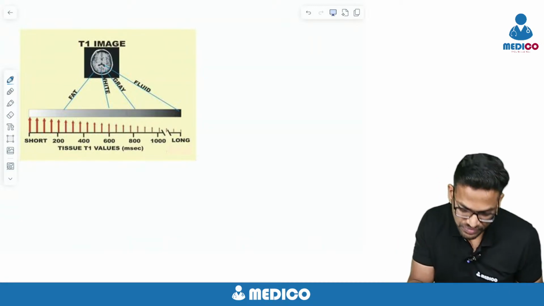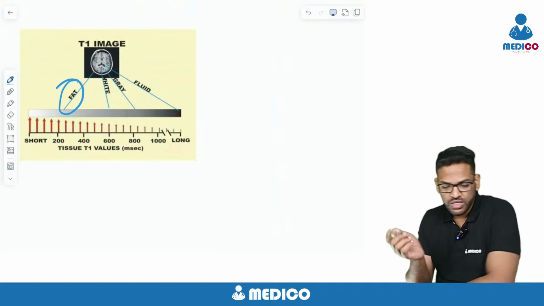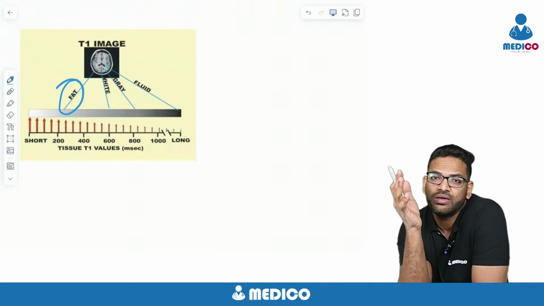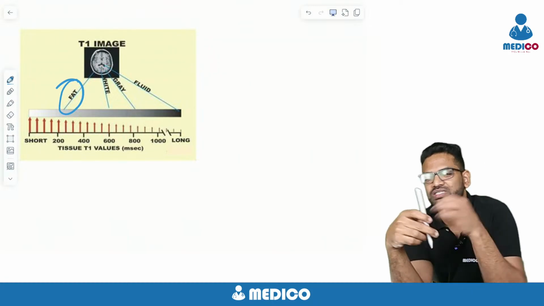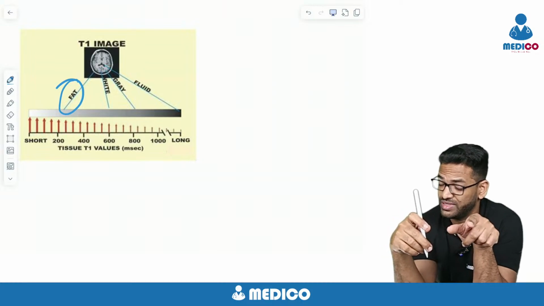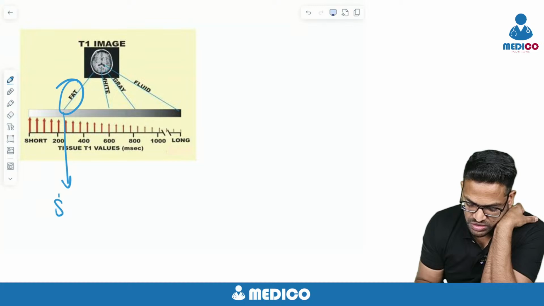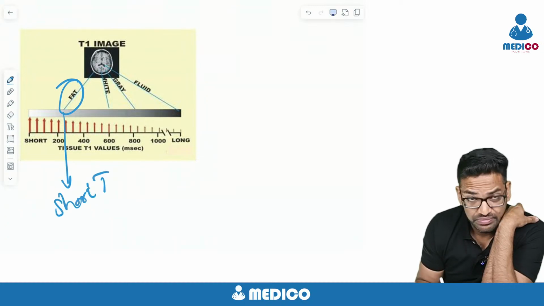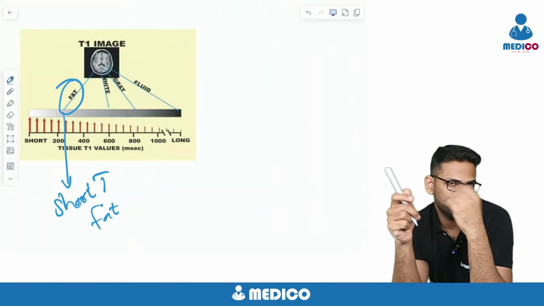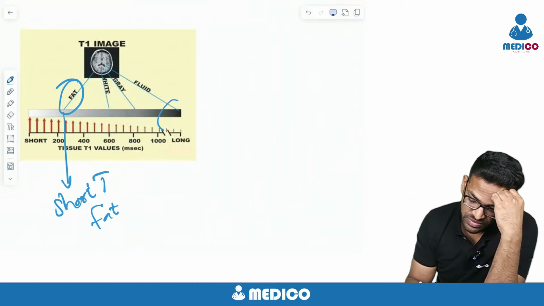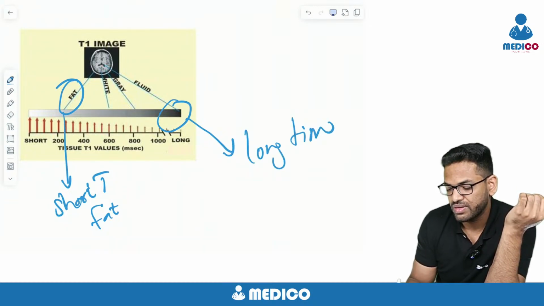So in our body, fat comes back first. It comes back very shortly after you give that pulse. That tilt which you give is an RF pulse, right? It comes back fast, so it's a short T1. So fat has a short T1. It means the protons inside the fat come back faster, right? Now the other spectrum is fluid. It takes a long time to come back.